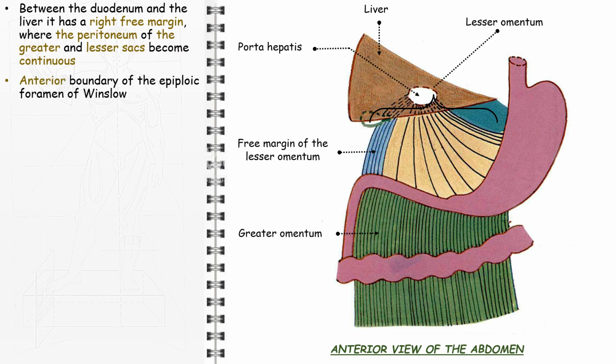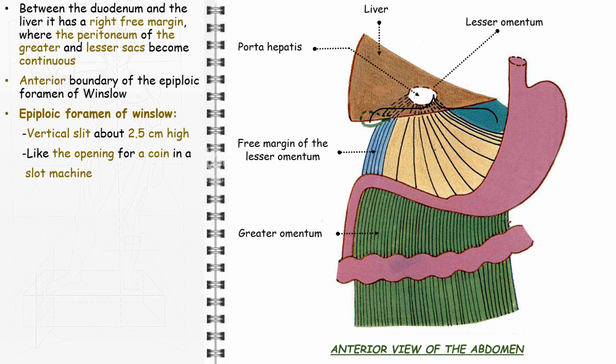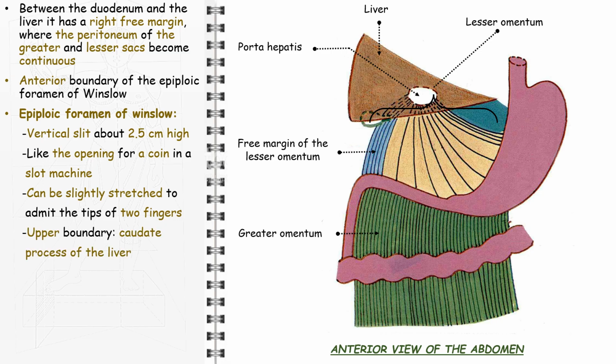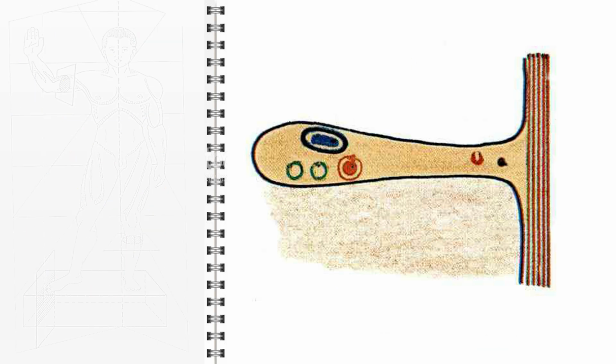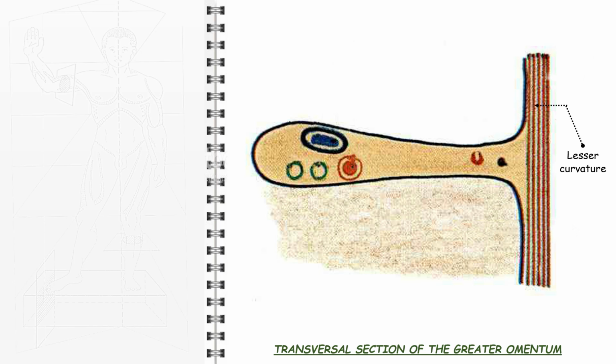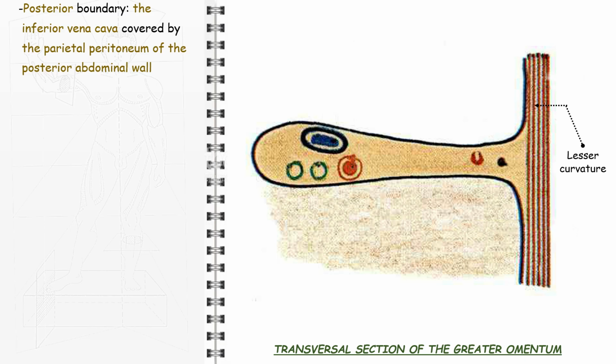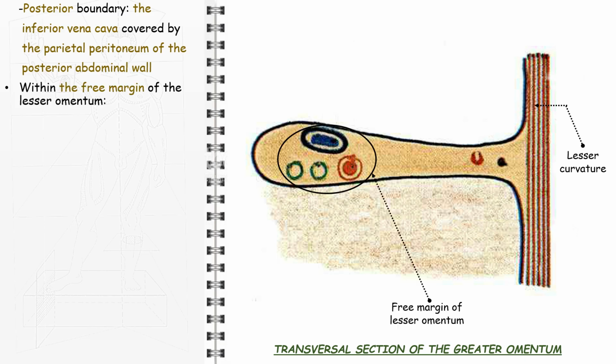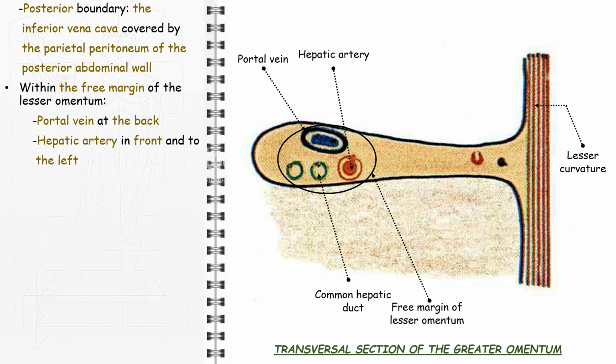The epiploic foramen of Winslow is a vertical 2.5 centimeters high slit, like the opening for a coin in a slot machine, that can be slightly stretched to admit the tips of 2 fingers. Its upper boundary is the caudate process of the liver. Its lower boundary is the first portion of the duodenum. Its posterior boundary is the inferior vena cava covered by the parietal peritoneum of the posterior abdominal wall. Within the free margin of the lesser omentum lie the portal vein at the back, the hepatic artery in front and to the left and the bile duct to the front and right of the vein.